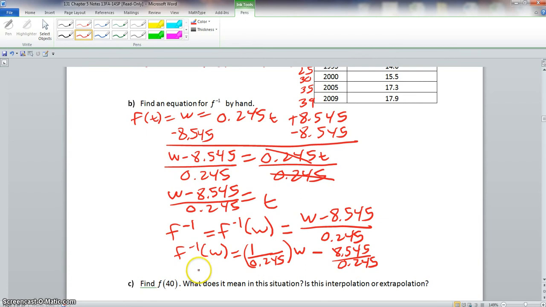Now, we will have the inverse of w. When you put this in your calculator, it's going to give you 4.082 w minus 34.878. And that will be your final answer.